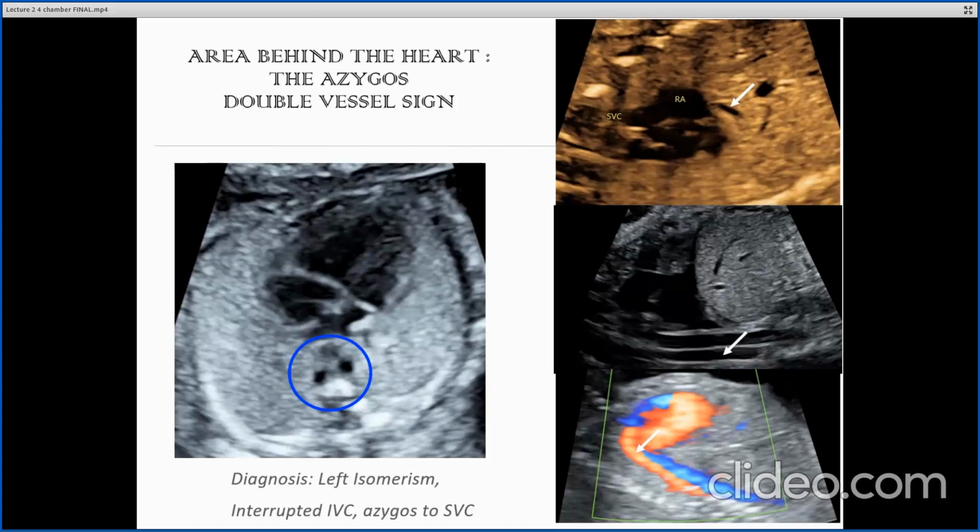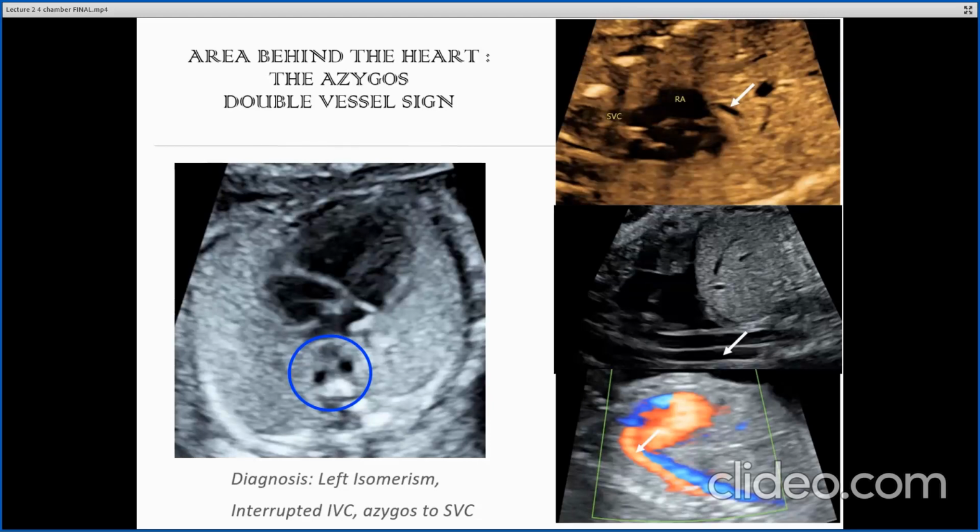So this is an important feature of left isomerism. Left isomerism can have additional features like AV septal defect or rhythm problems in the form of complete heart block. So the isomeric hearts are often complex, and looking at subtle clues on four-chamber view like this enables the diagnosis of these complex variations.